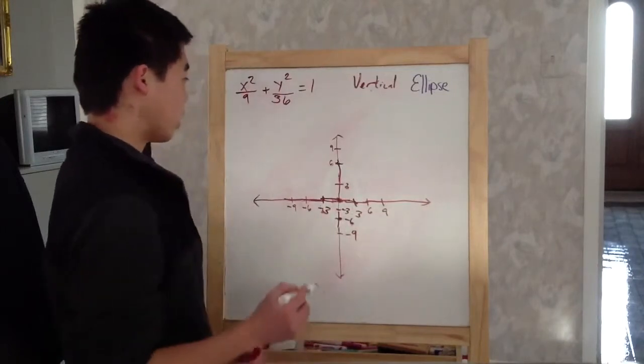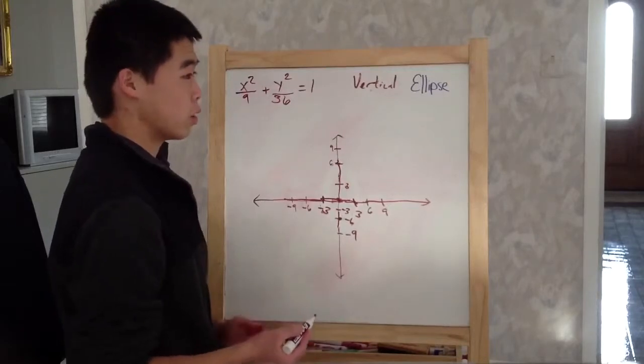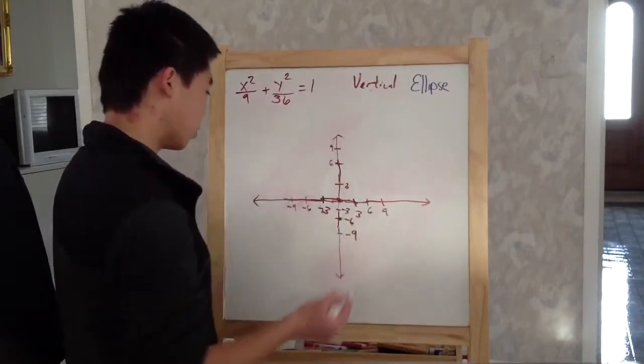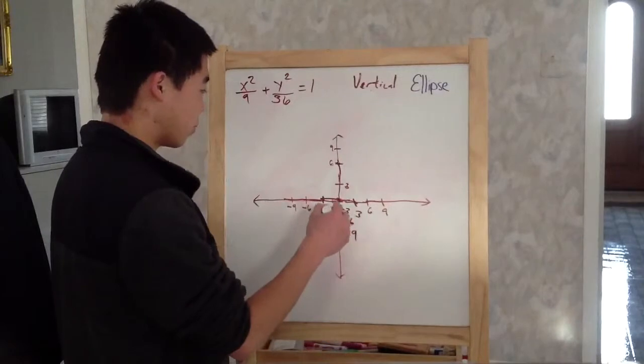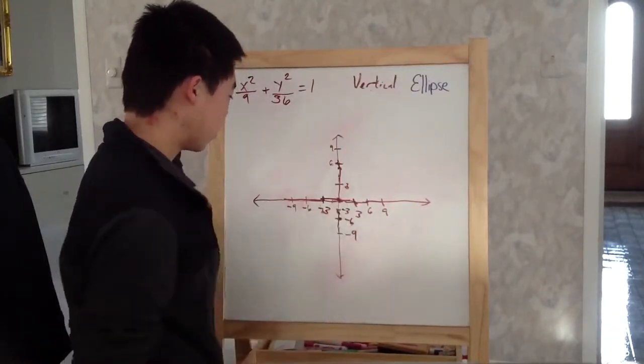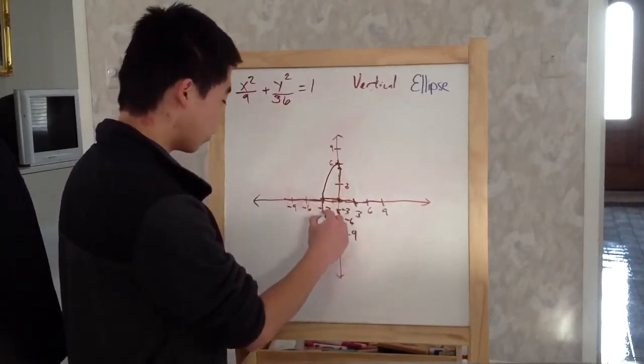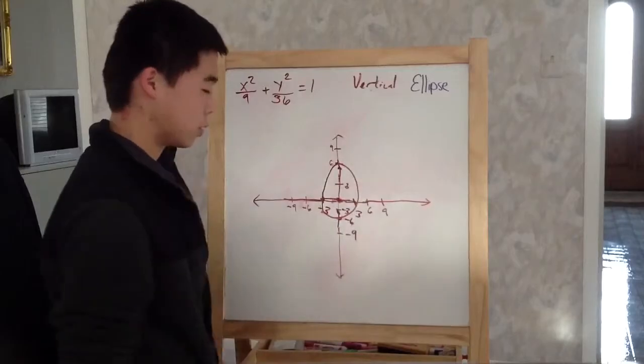To find the foci, you need to subtract 36 and 9, which is 27. The square root of that is about 5.2. So the foci points will be (0, 5.2) and (0, -5.2). Then you connect the vertex and the co-vertex together, and you get an ellipse.